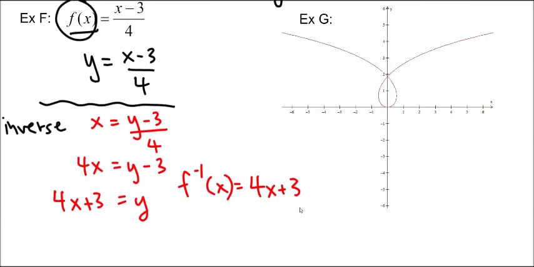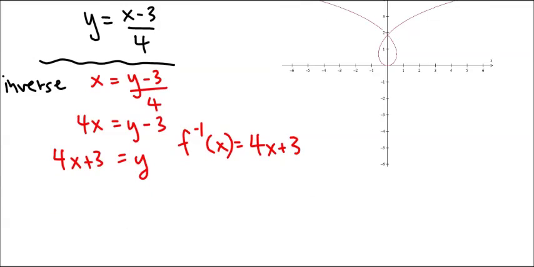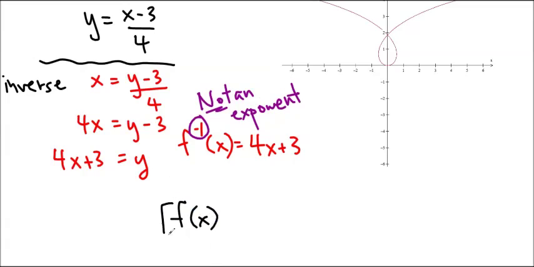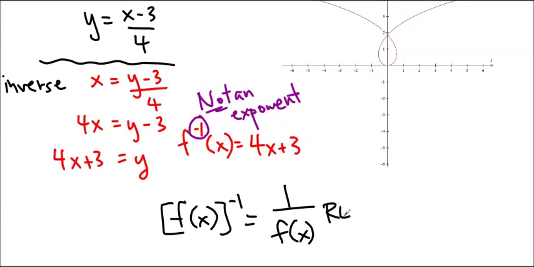Remember that f inverse of x, this little negative 1, is not an exponent. If it was an exponent, then we would just put 1 over f of x. So if I have something like f of x in brackets and then to the negative 1, that's 1 over f of x. This is the reciprocal. It's not the same thing as the inverse.